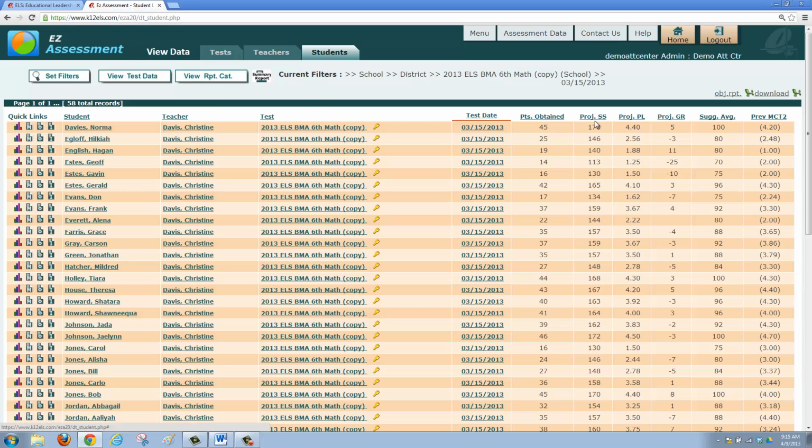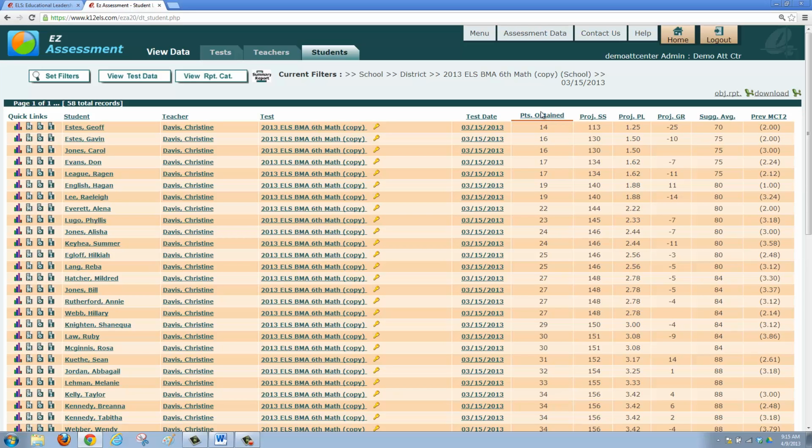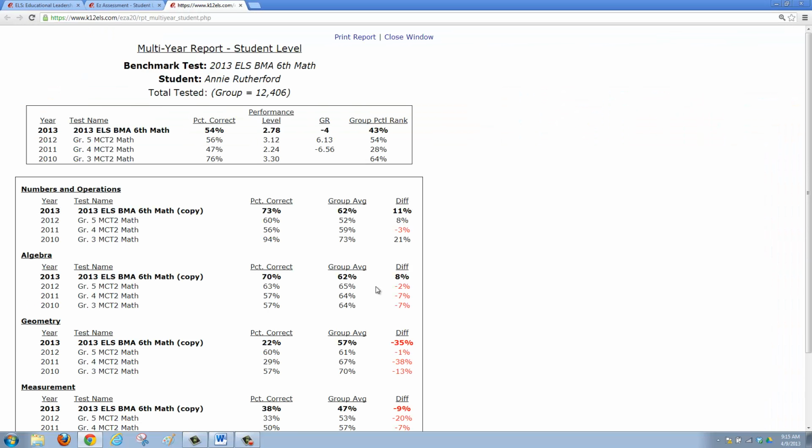I see projected performance level row, I see the previous MCT2, and I'm going to click on points obtained and sort them from low to high. What you'll notice is that there is an extra icon to the left. It's the multi-year report. To view the multi-year report, you click on the M icon, and now I'm looking at, for Annie Rutherford, her 6th grade math assessment, the multi-year report.